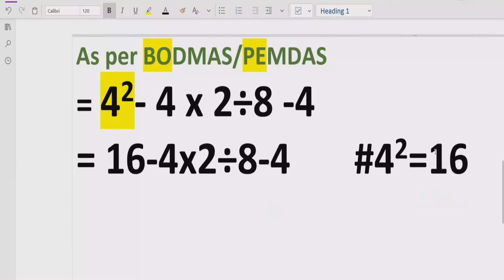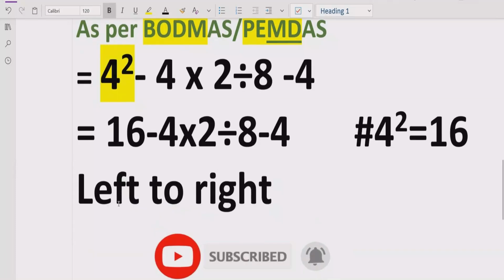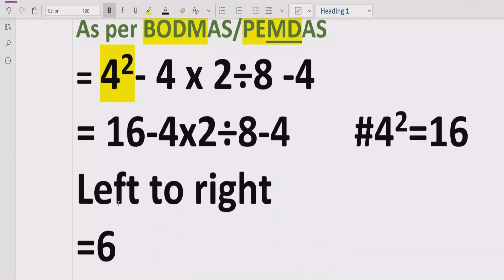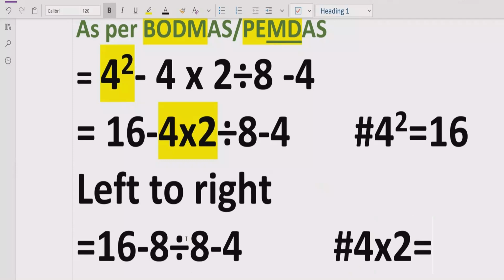Now move forward, step number 3, we have to solve division and multiplication, or you can say multiplication and division. Here we have to go left to right, and the rule is the same for both. We have to go left to right and find out which is coming first. So now we have 16 minus 4 multiplied by 2. So first of all, we have to solve this one, which is equal to 8, divided by 8, we will write as it is, and minus 4, again we have to write as it is. And here we have to give the reference 4 multiplied by 2 equals 8.